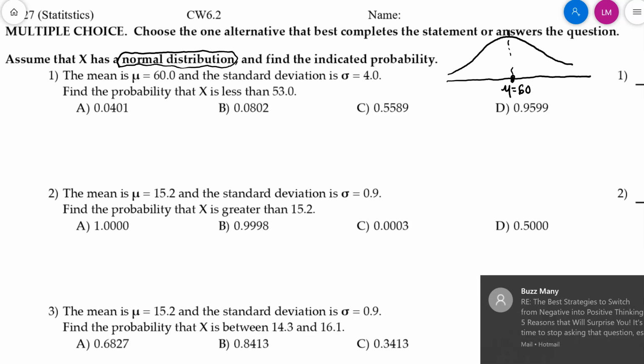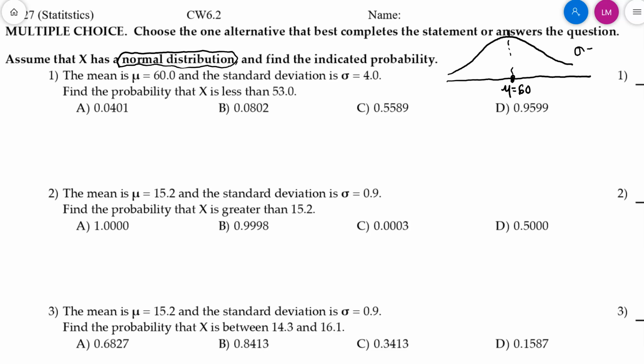And the indicated probability, meaning the standard deviation is 4. And find the probability that X is less than 53. So in the center is 60. So 53 is smaller than 60. So this X is 53.